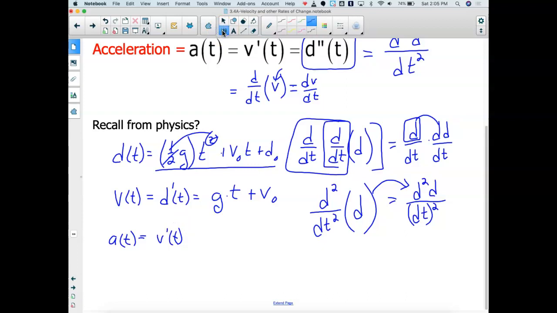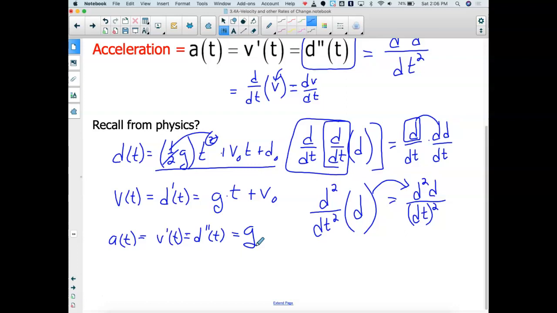And the other thing we can call it is the second derivative of displacement. What did you guys call it, or what do you call it in physics? Acceleration? Oh, g, acceleration due to gravity, negative 32 feet per second squared. Negative 9.8 meters per second squared, I think it is, okay?